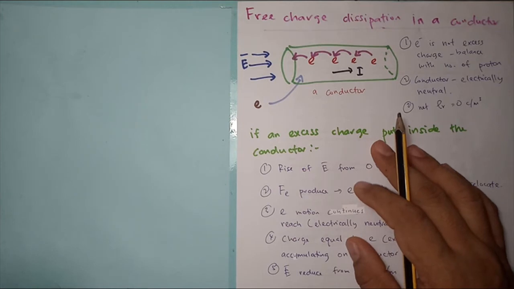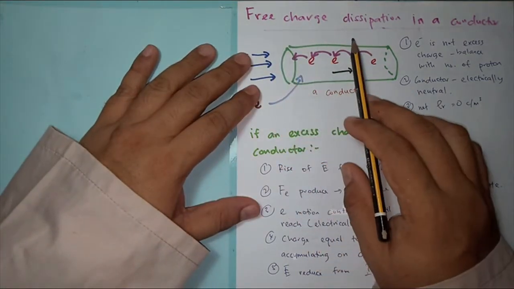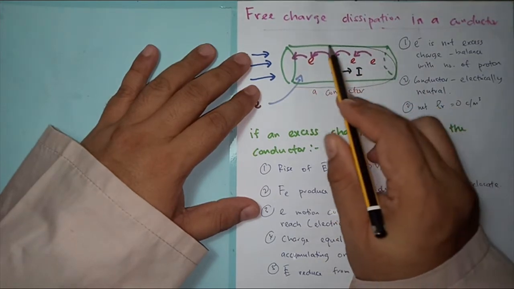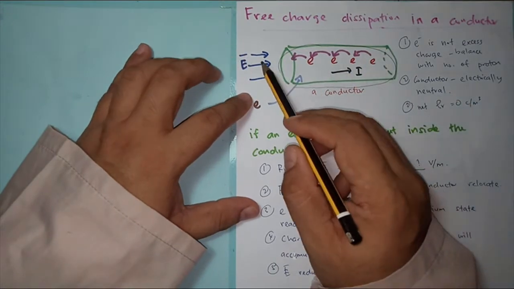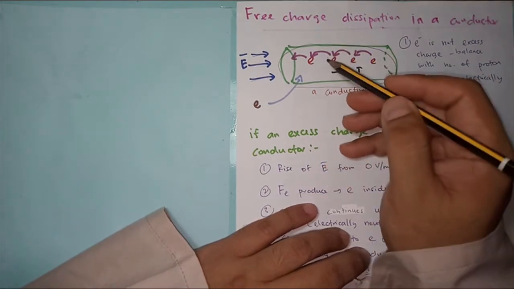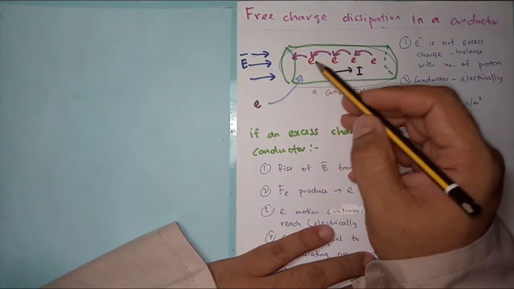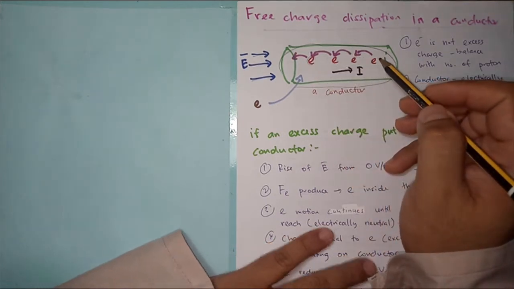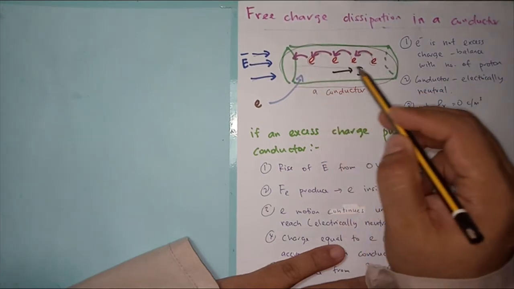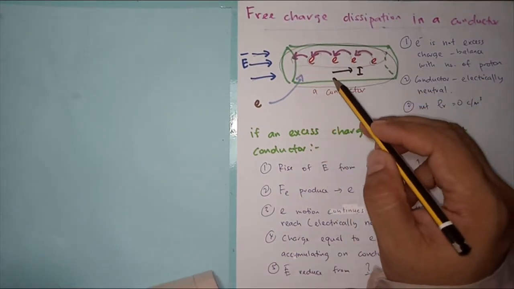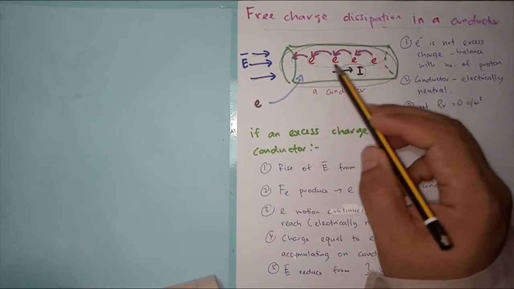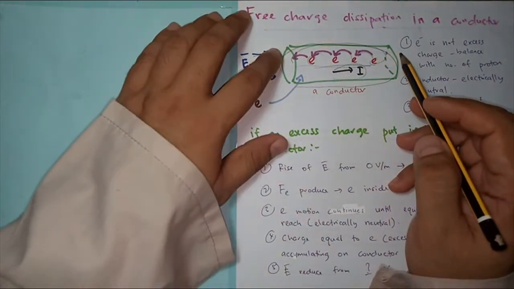In this video, I will talk about free charge dissipation in a conductor. So let's consider if we have one conductor. If the conductor is exposed to an external electric field intensity, it will make the electrons inside this conductor move from one atom to another. This condition will make a current flow inside this conductor in the opposite direction compared to the direction of motion of the electrons.